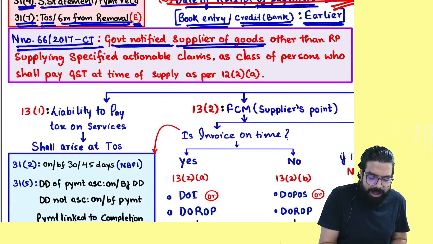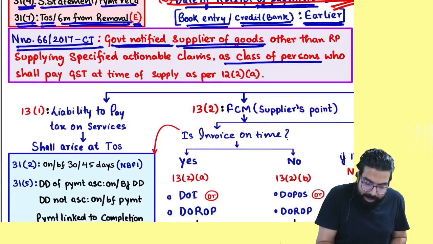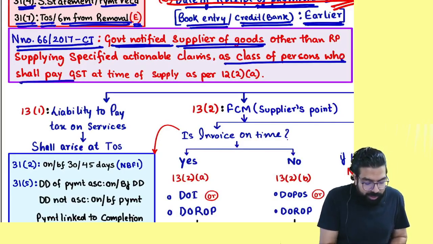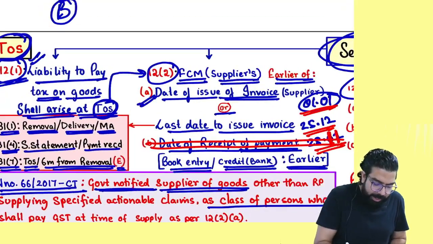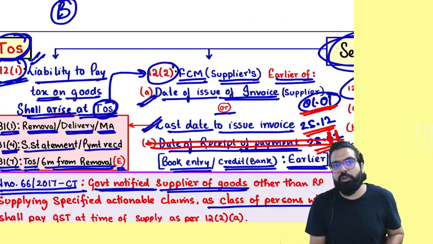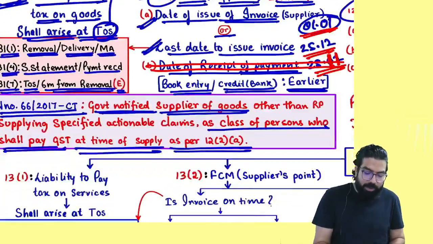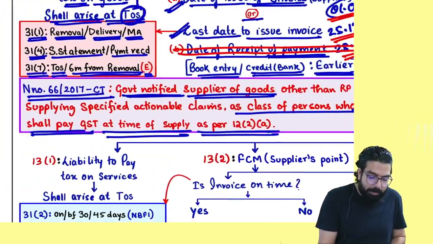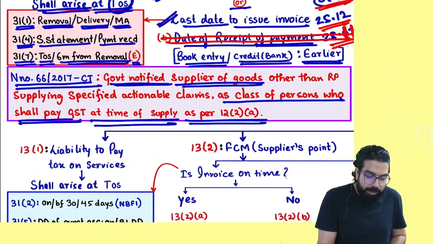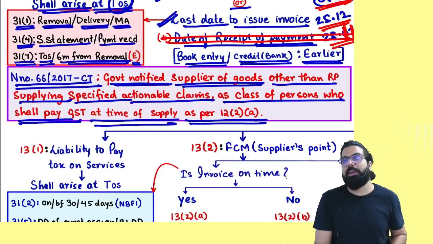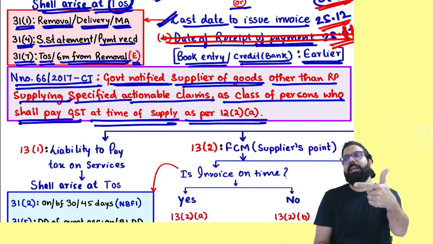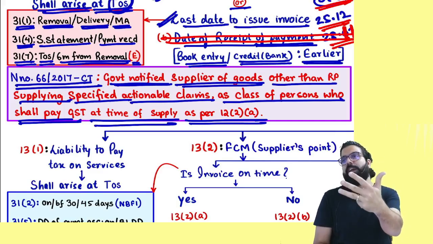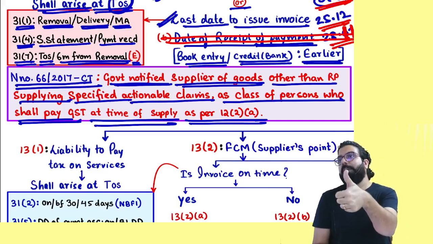Government notified that a supplier of goods is the class of person who shall pay GST at the time of supply as per section 12(2), that is, date of invoice or last date to issue invoice. However, it is not applicable in case of what, everyone? Other than the person supplying specified actionable claim. What is a specified actionable claim, everyone? Lottery, betting, gambling, horse race, casino, online money gaming.